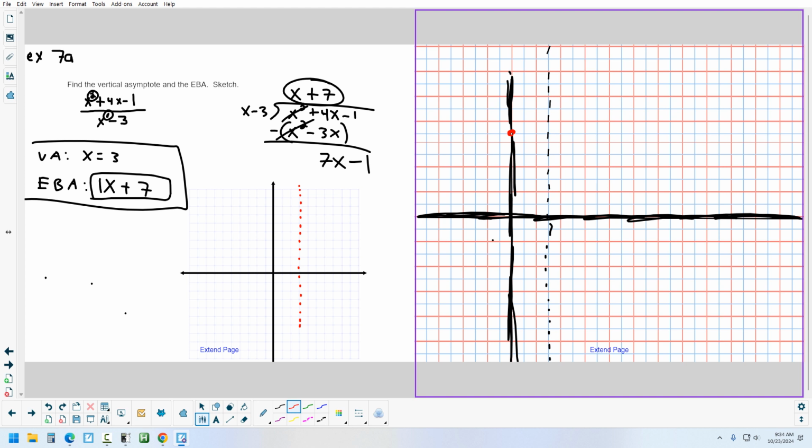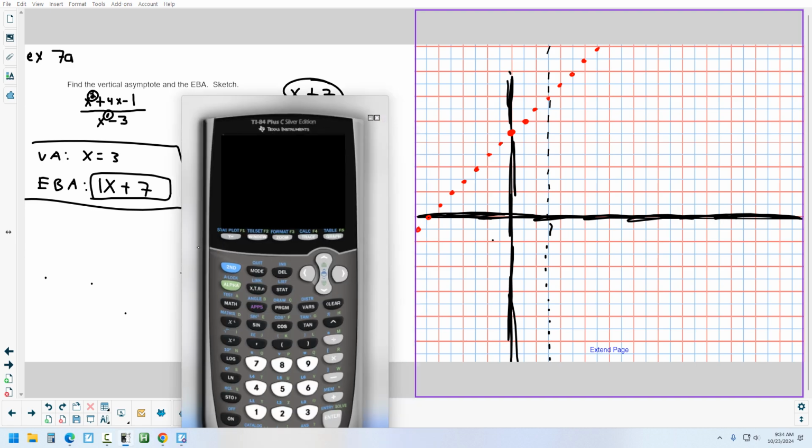Yep. And what's the slope? 1. So that means to go up 1 and then over which way 1? Right, to the right. So we're going to go up 1, right 1. I'm not even going to draw it dotted. I'm just going to put in a ton of points like that, and that'll give me my 2 sections. Okay. Now, to sketch it, we're just going to graph some points.